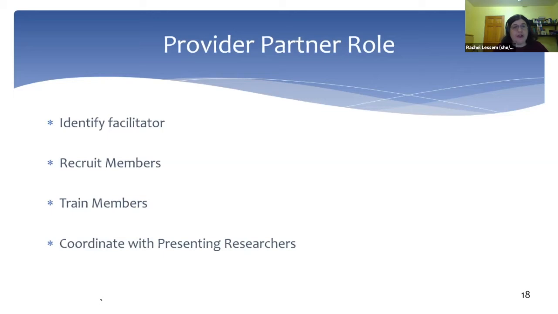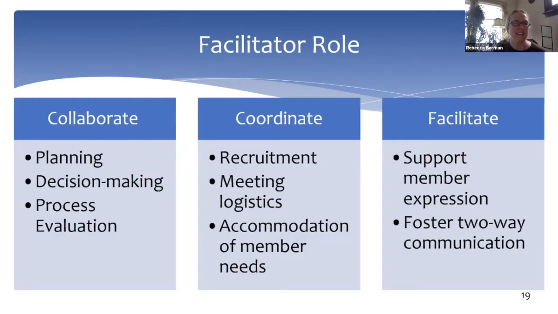Next, I'd like to turn it over to my colleague, Rebecca Berman, who is also a research scientist at the Leonard Shanfield Research Institute at CJE, and she's going to discuss the facilitator role in more depth. Rebecca? Yes, thank you, Rachel, so much for that introduction.